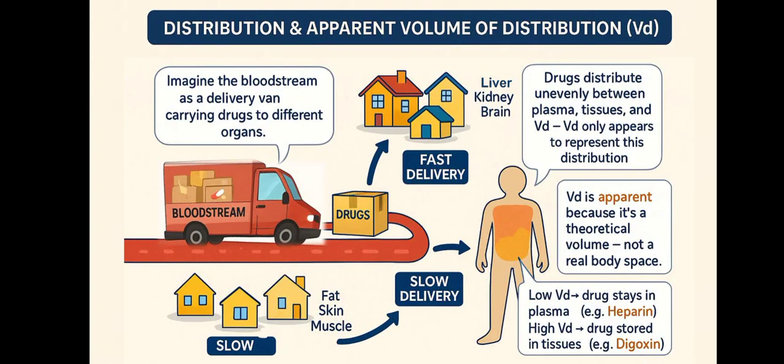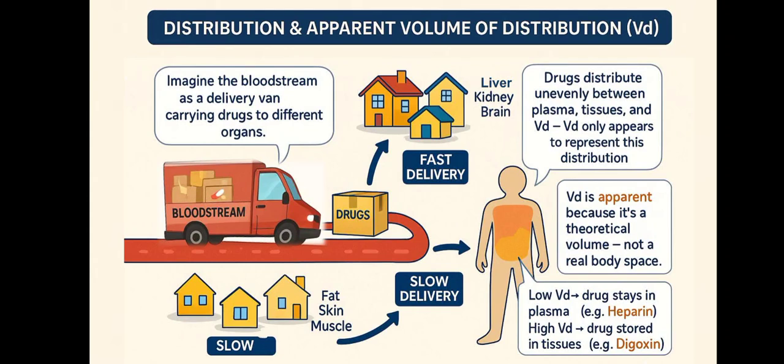For example, if you administer 100 milligrams of a drug intravenously and measure a plasma concentration of 10 milligrams per liter, the VD would be 10 liters. This 10 liters does not mean that there is a literal 10-liter compartment in the body. It simply means that the drug behaves as if it were evenly distributed in 10 liters of fluid to produce that concentration.